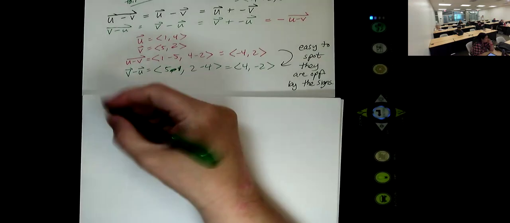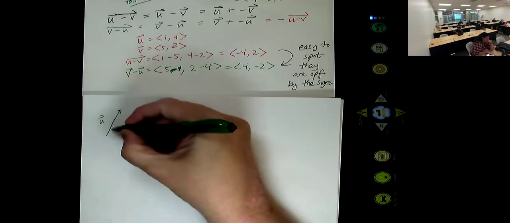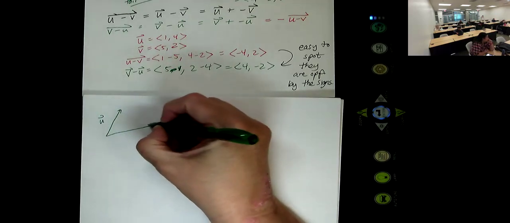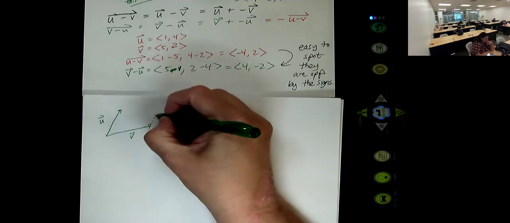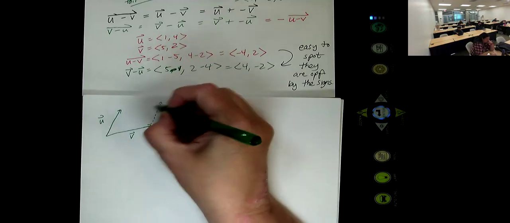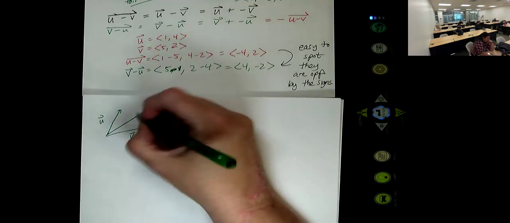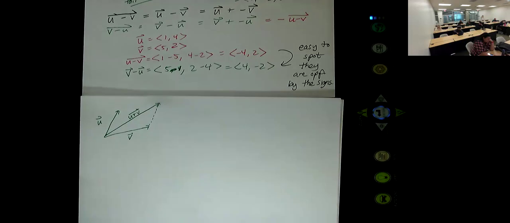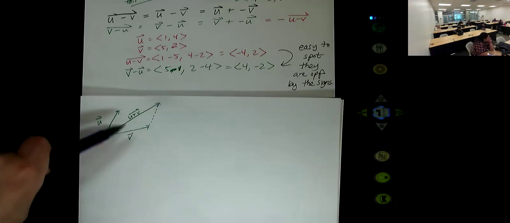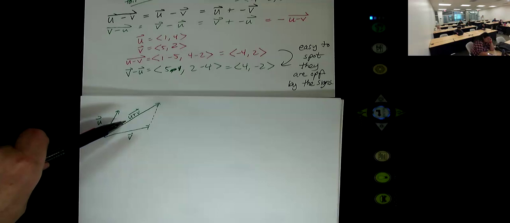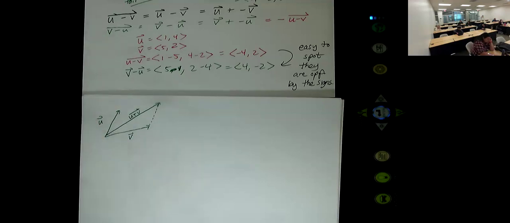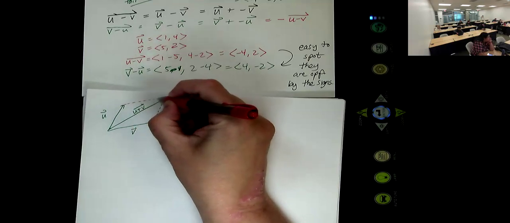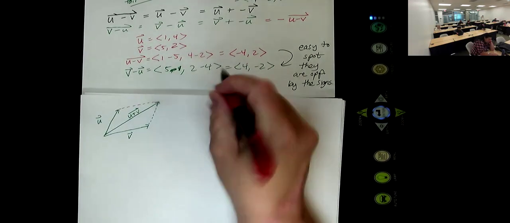So let me redraw U and V. This is a better way of looking at your question a second ago. U plus V is the name of this vector in the middle. How do I get it? I get it by adding the other two vectors. So what I have here is a parallelogram.